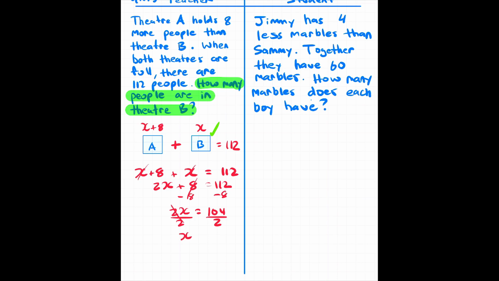And we have x equals 52. Okay, so to double check that I'm right, I know that B is going to be 52. And A is going to be 8 more, which would be 52 plus 8, which is 60. Is 60 plus 52 equal to 112? Yes, it is. So I know we're correct.